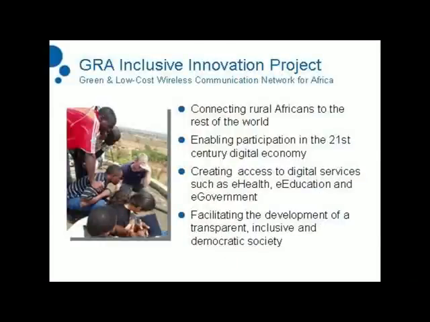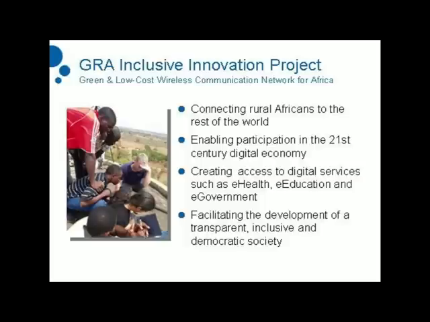This is Europe working. The message I want to give is how institutions in Europe are getting sensitized for this audience. And for example, we have a project in Africa. What we are saying is connecting rural Africans to the rest of the world, enabling participation in the 21st century digital economy, creating access to digital services such as e-health, e-education, e-government, and facilitating the development of a transparent, inclusive, and democratic society. We're working towards that.